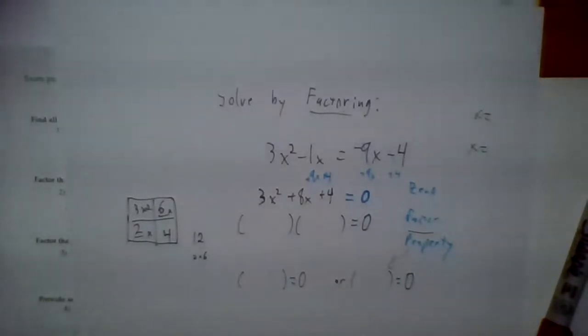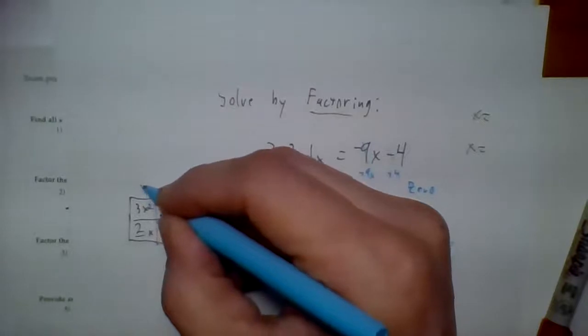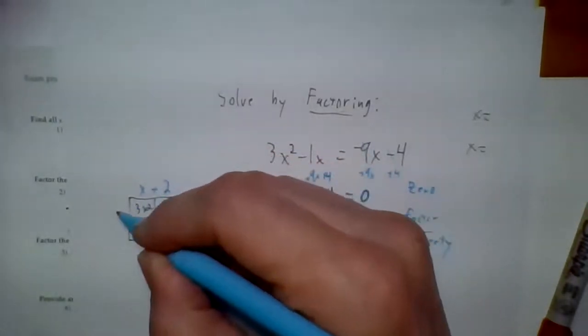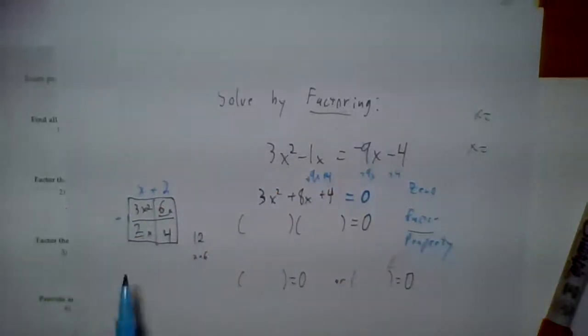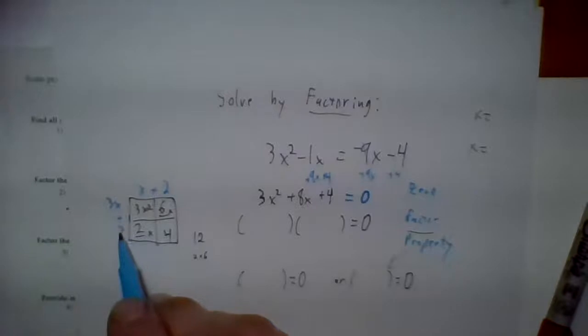So I can factor out GCF stuff now. 3x squared and 2x, the common factor is just x. Here it's 2 that goes into both of those. This is everything's plus in this pattern. 3x goes into both of those, and 2 goes into both of those.